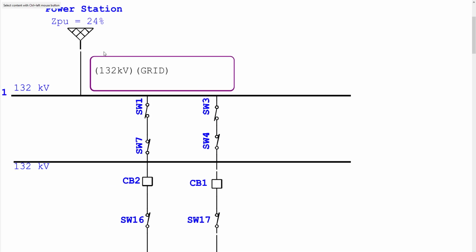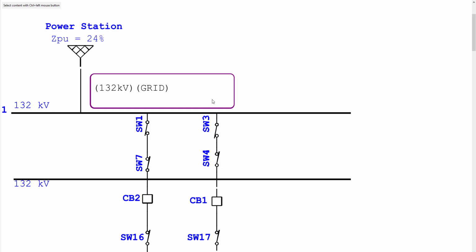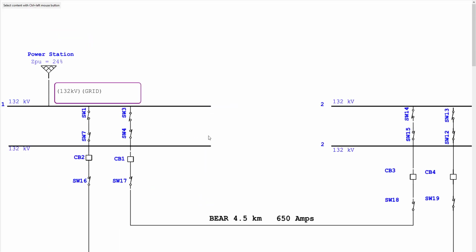Hey guys, welcome back to this tutorial. This is the second tutorial on power system network design.